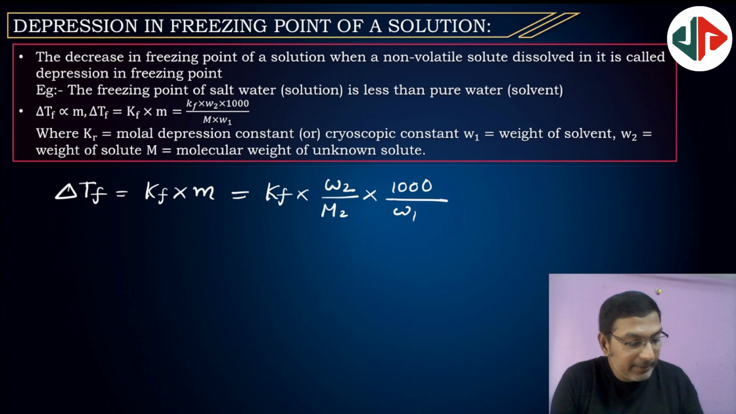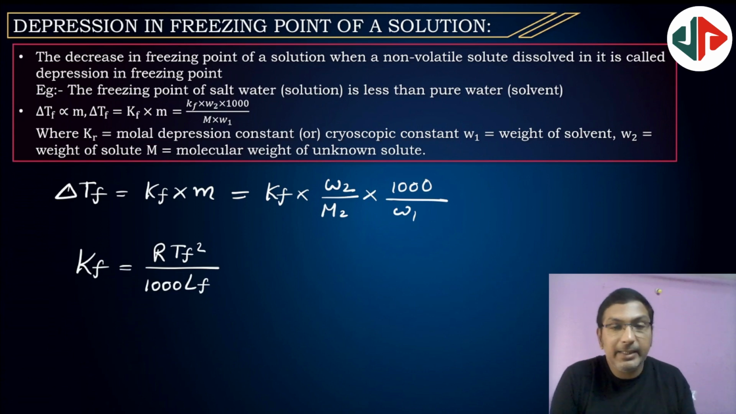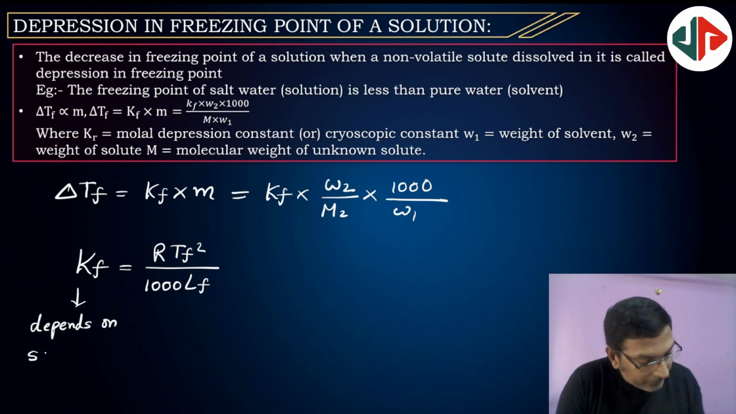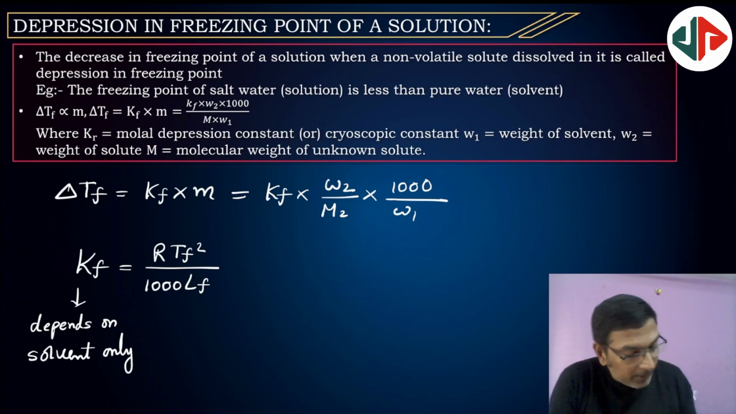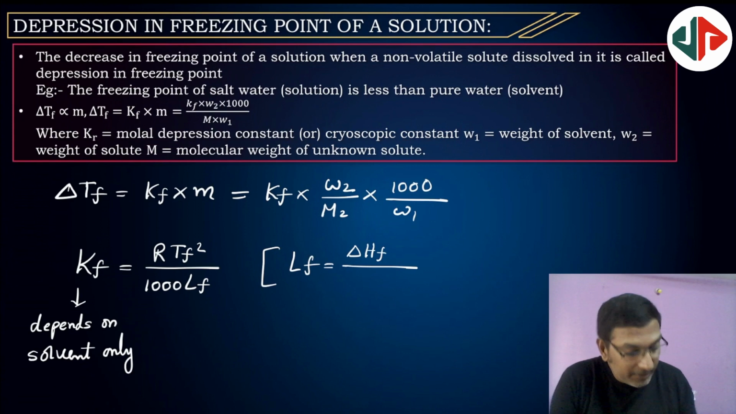Next, Kf is molal depression constant or cryoscopic constant. It can be calculated: Kf equals R Tf square by 1000 into Lf. It is a characteristic property of only solvent. Kf depends on solvent only. Again, Lf equals delta Hf, enthalpy of fusion, by molecular weight of solvent.